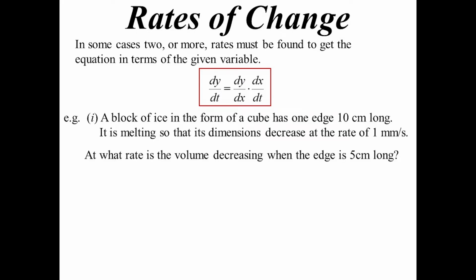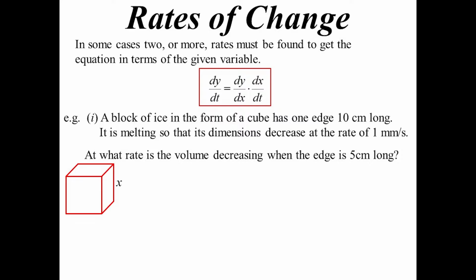So let's look at this example. We've got a block of ice in the form of a cube. I guess you could call it an ice cube. One edge is 10 centimetres long, and it's melting at a rate of 1 millimetre per second. We want to know what rate the volume's decreasing once that edge gets to 5 centimetres, so it's sort of half of it's melted away. So there's my cube. Side is x.